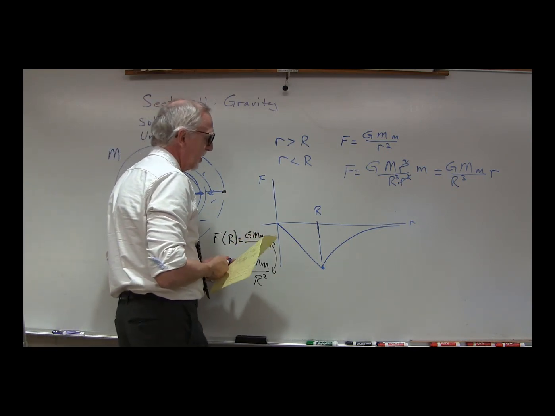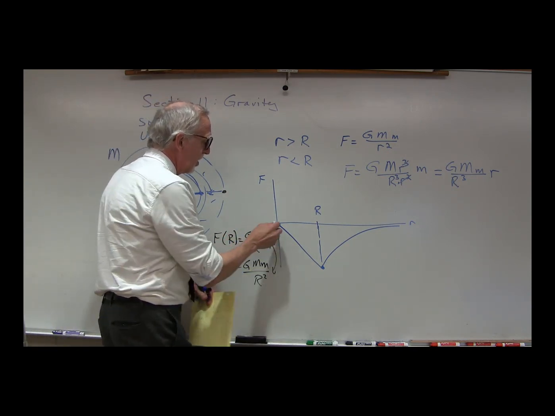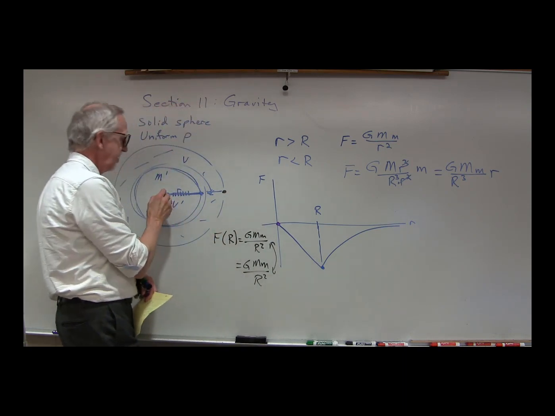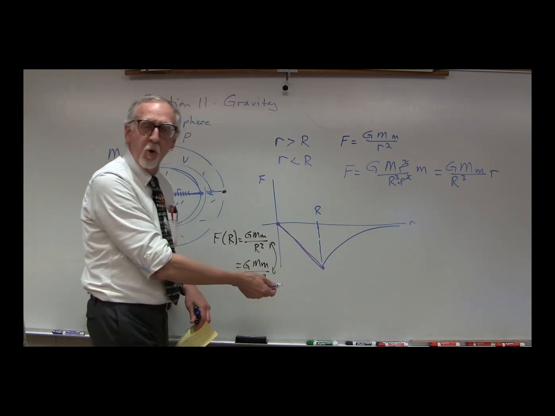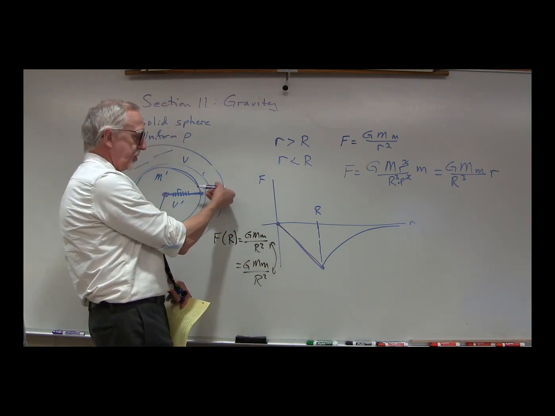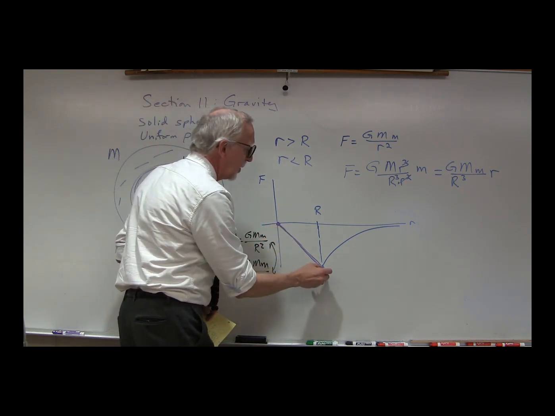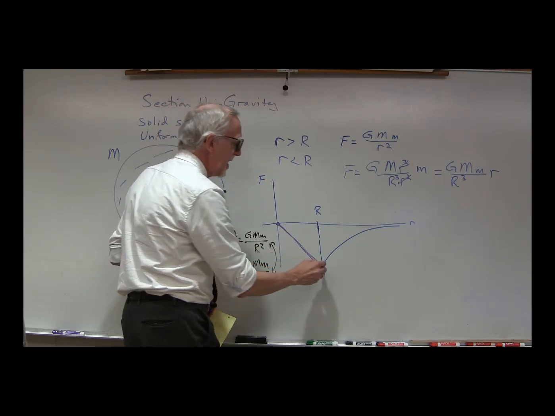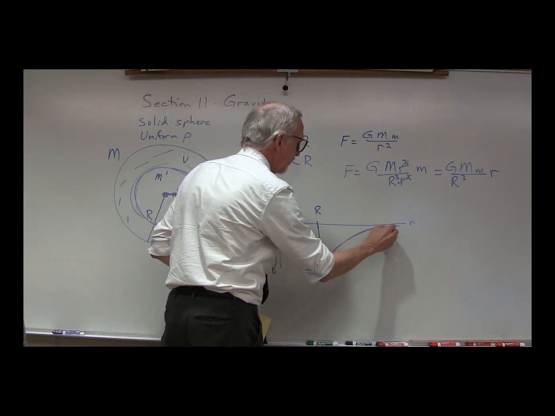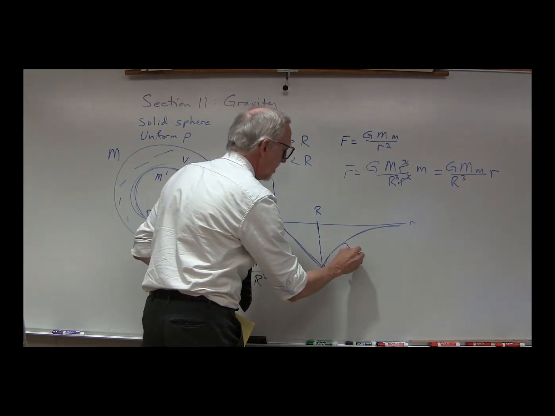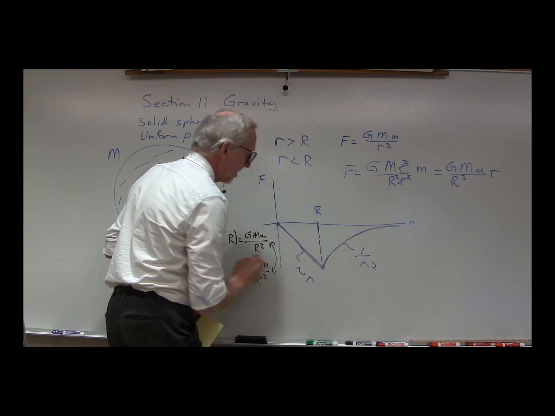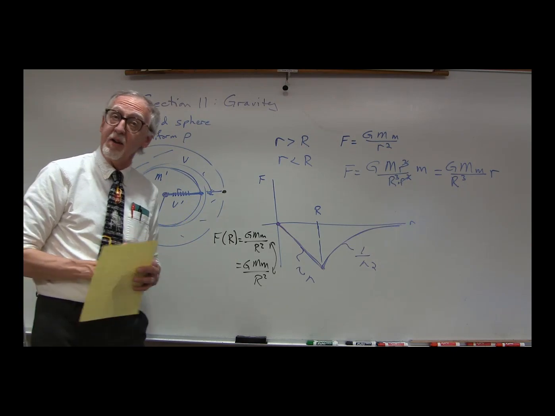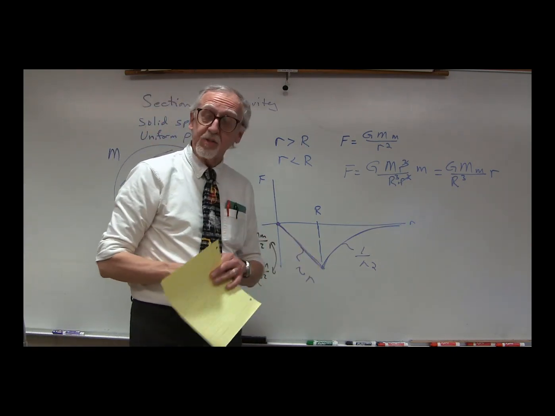The force is 0 right at the center of the planet, and then increases, or becomes more negative. Remember, force is always in the negative direction, until we hit the surface of the planet, and then it starts to drop off as a 1 over r squared. And this is r. Okay, very, very good. Wow, that was a lot.